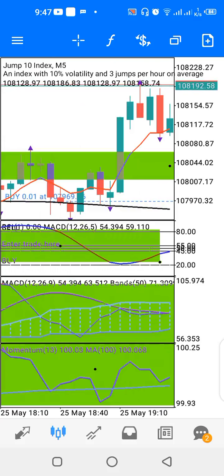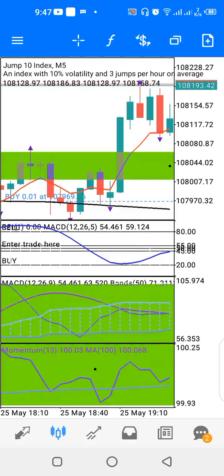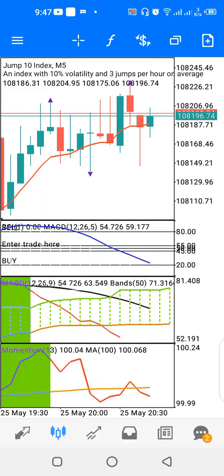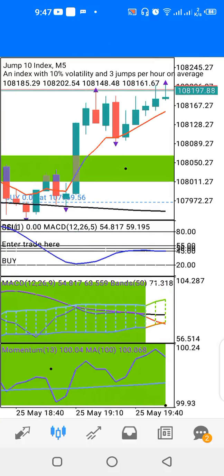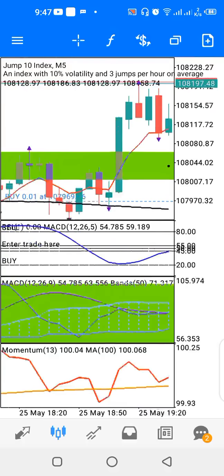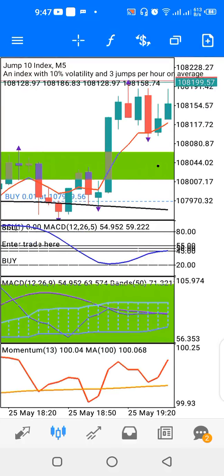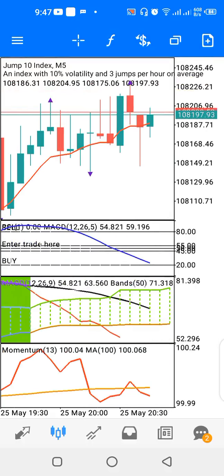Okay, so make sure you backtest. Try it on demo. Don't just go live. Try the new strategy on demo. You will like it. See how it works. As soon as you get the grip on how it works, you can then go live and start making profit.